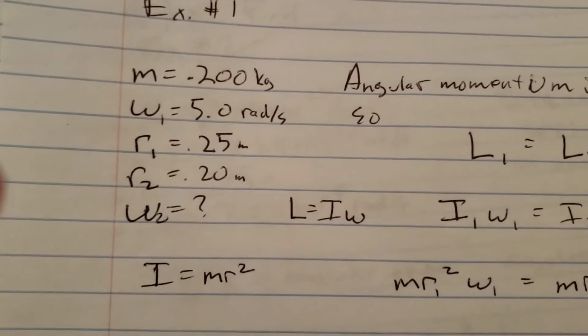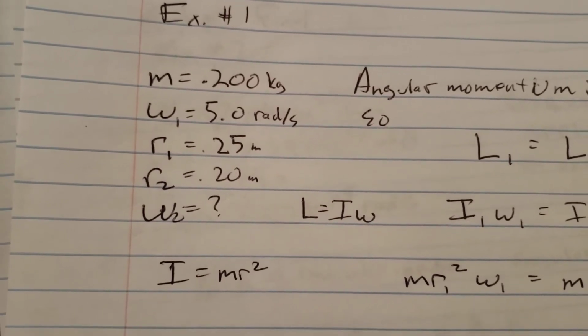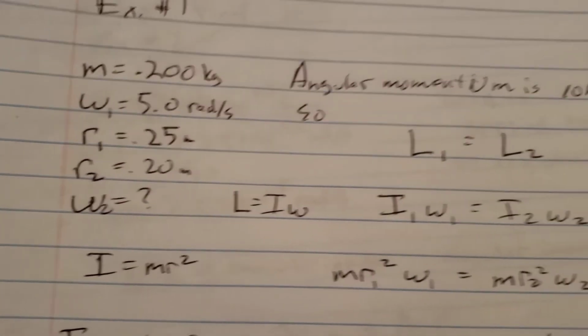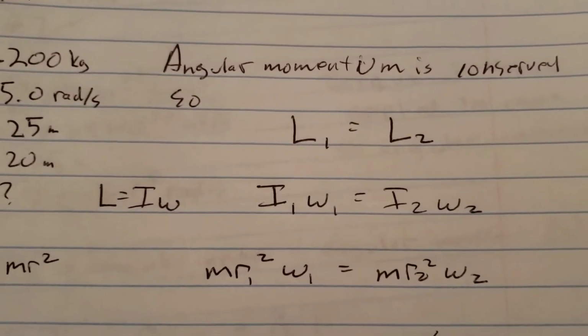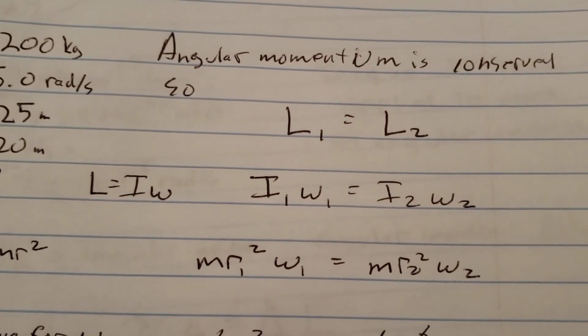Fortunately, earlier in this class, when we were talking about rotational motion, we found that I, the moment of inertia, was equal to mr squared. So we substitute. I1 becomes mr1 squared, and I2 becomes mr2 squared.